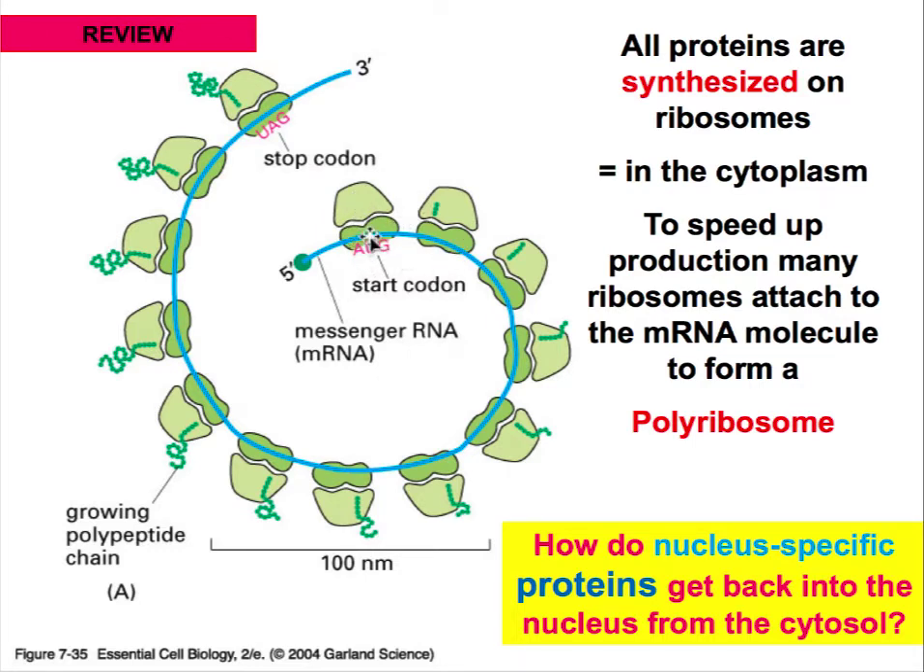And if you take a snapshot of that ribosome in a few seconds, it'll be right here, and it would have added 3 or so amino acid residues to the growing polypeptide chain. And that ribosome will continue to move until it falls off the messenger RNA at a stop codon.